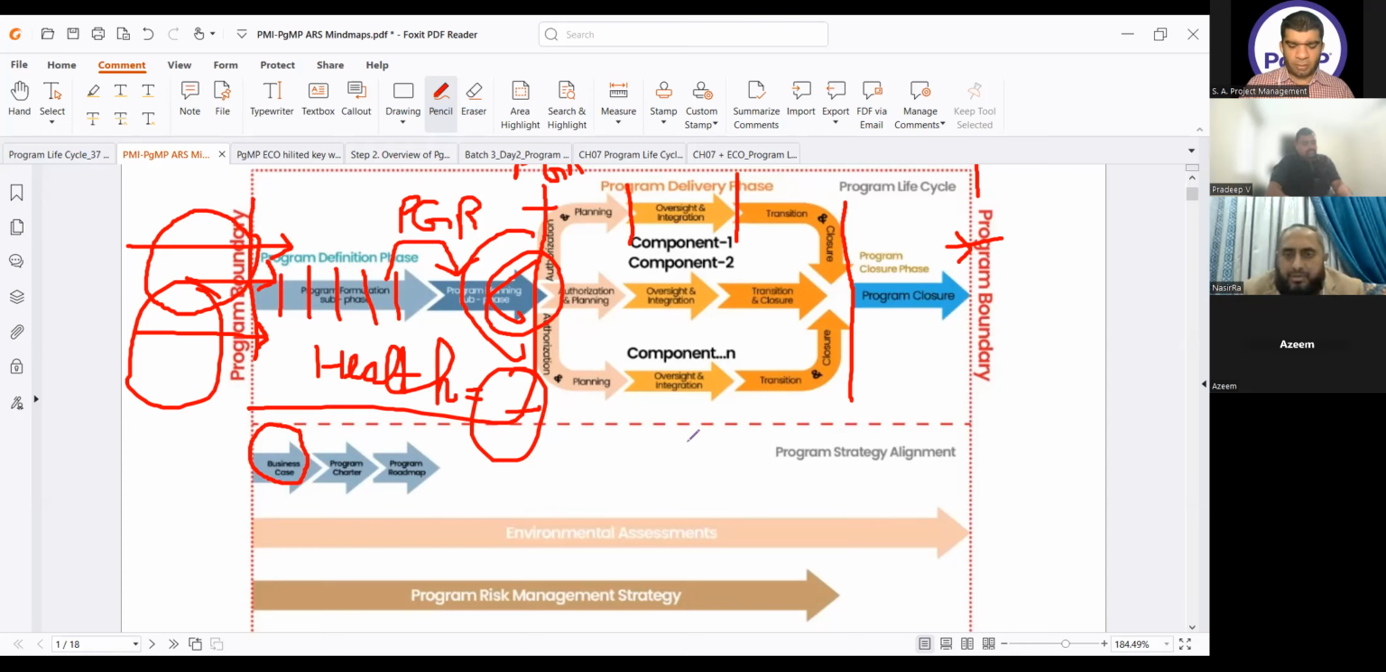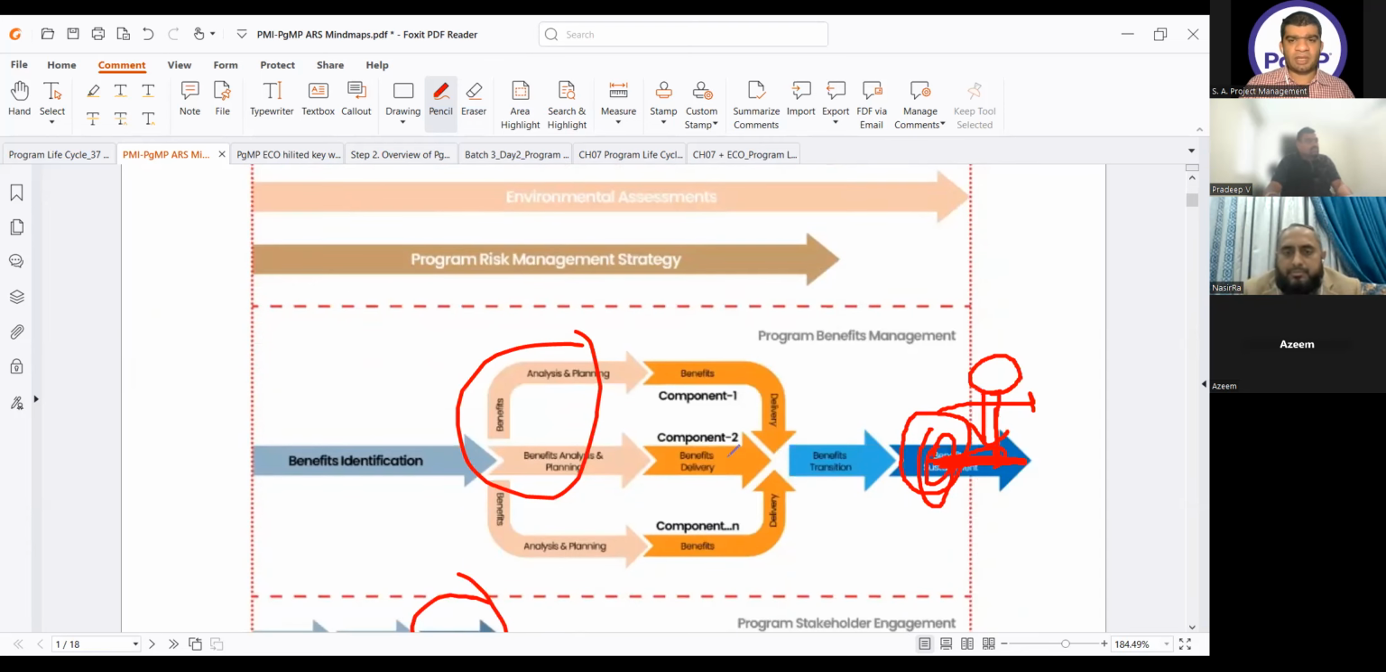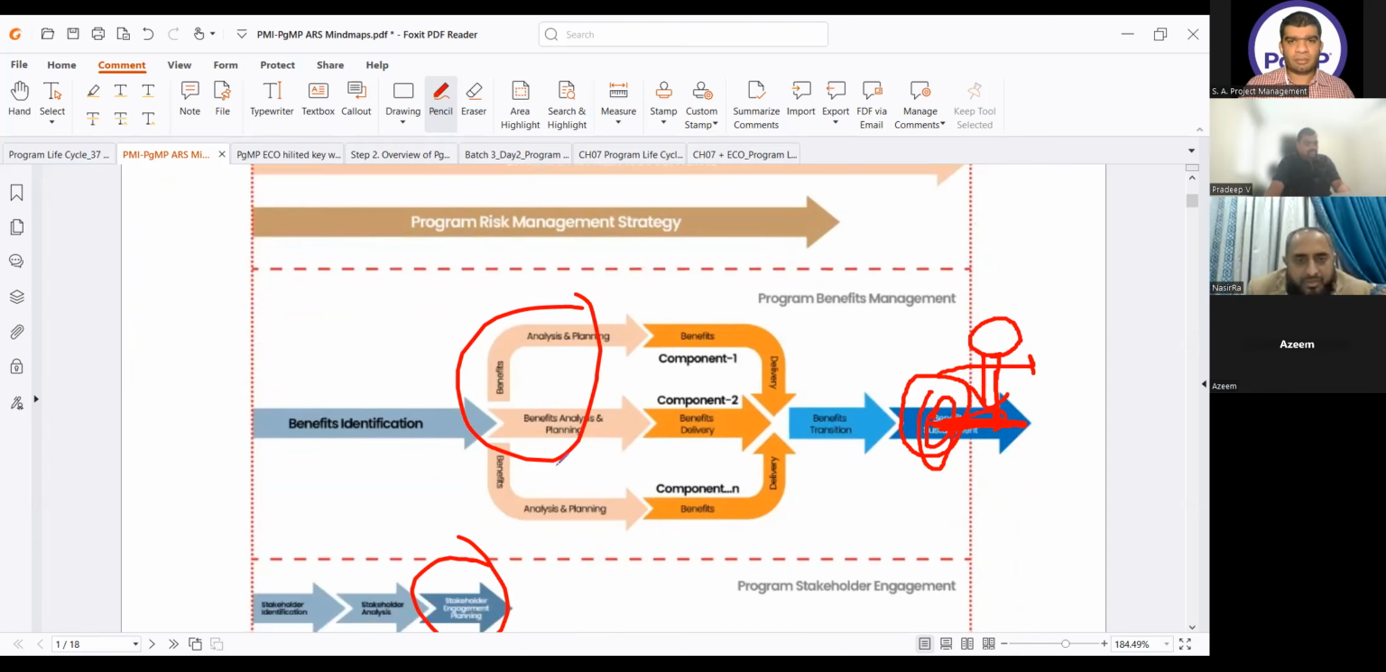Cost performance report, benefit performance report, program performance report. Now go down to the benefits management domain. Explain this: the benefit identification.